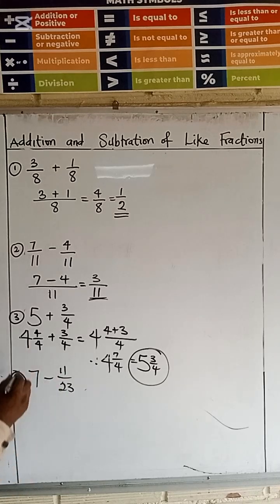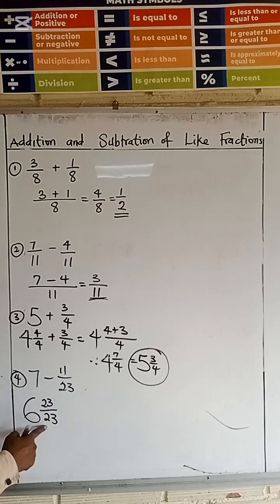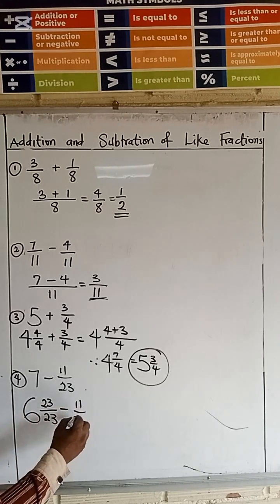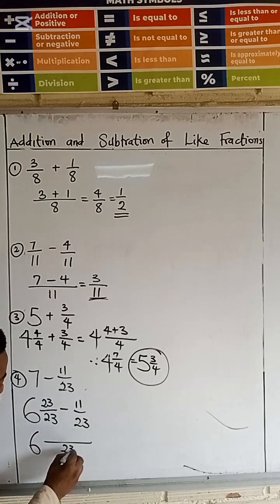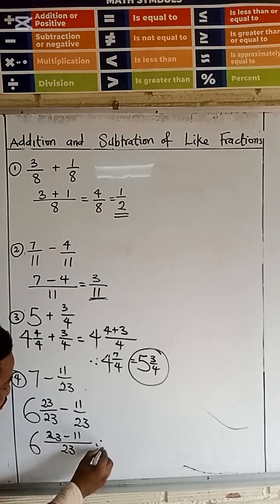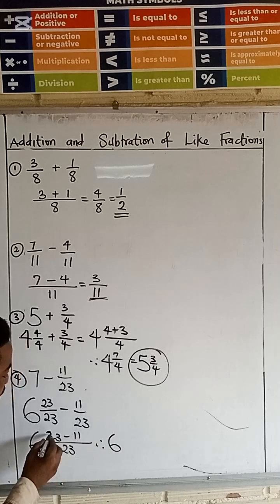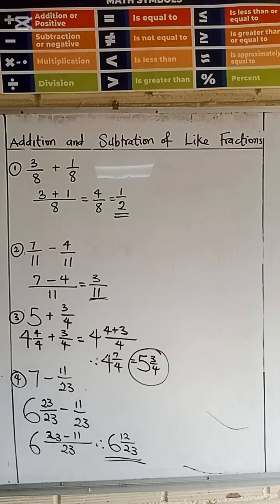So, what are you going to do now? You do the same thing. That is 6 whole number. Now, we remove 1 from here, that's why we are getting the 6. Now, take the 1 you have removed from here and turn it to the fraction of 23. That is 23 all over 23. I am proving this for you. Now, minus 11 all over 23. So we have our 6 whole number, and the common denominator is 23. Then here we have 23 minus 11, and therefore our answer is what? 6 whole number. 23 minus 11 is going to give us 12 all over 23. And this is the answer for this one.